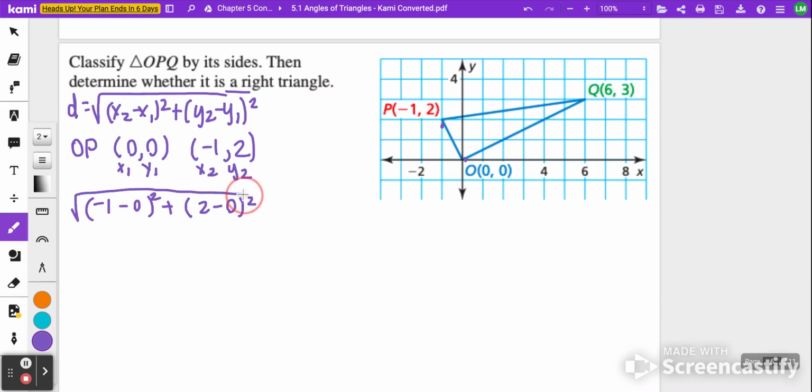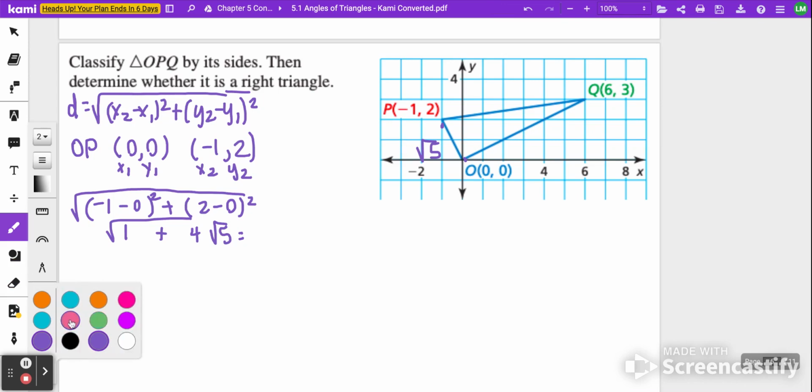And then I'm going to find the square root of that. -1 minus 0 is -1, and -1 squared is 1. 2 minus 0 is 2. 2 squared is 4. So I'm finding the square root of 1 plus 4, which is the square root of 5. And that's going to be about 2.2 or so. What I really can do here, though, is just continue to keep it in square root format. I'm not going to necessarily sit here and calculate it because it's going to be able to determine what my lengths of my sides are based on the distance of those.